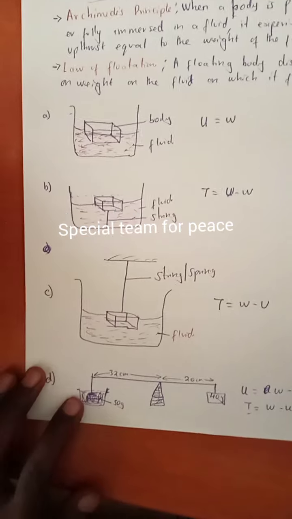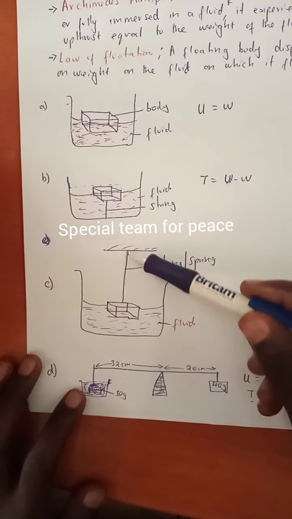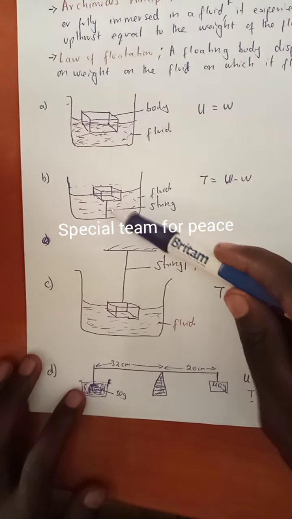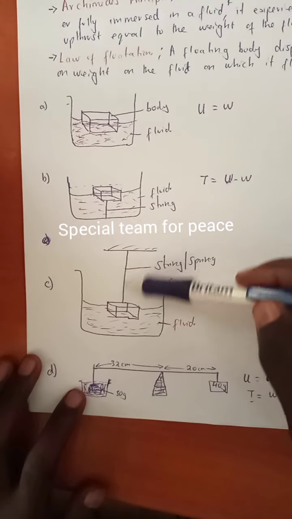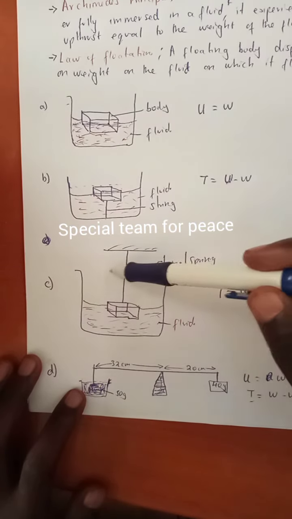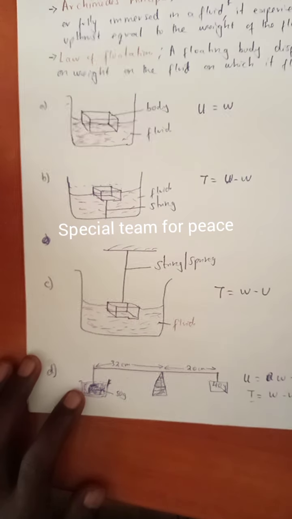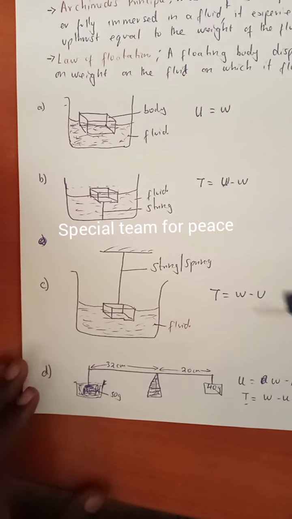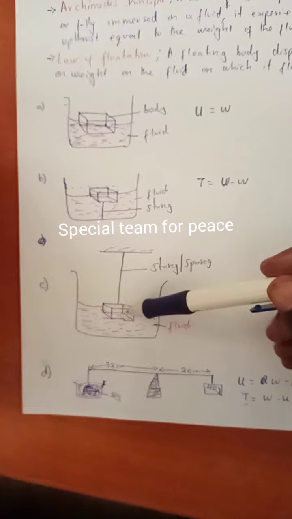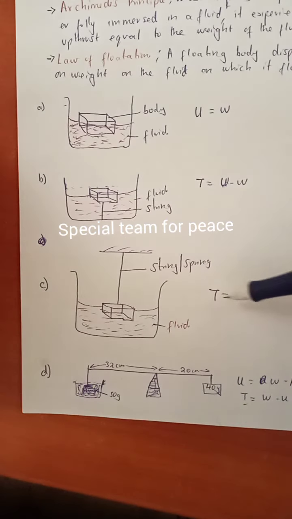We can as well have this diagram where the body is supported not downward as in this one, but upwards with a string. Remember, when this string is cut, the object will be fully immersed in the fluid. So we say that the weight is more than the upthrust. Therefore, the tension in this string is the weight of the object minus the upthrust acting on that object.